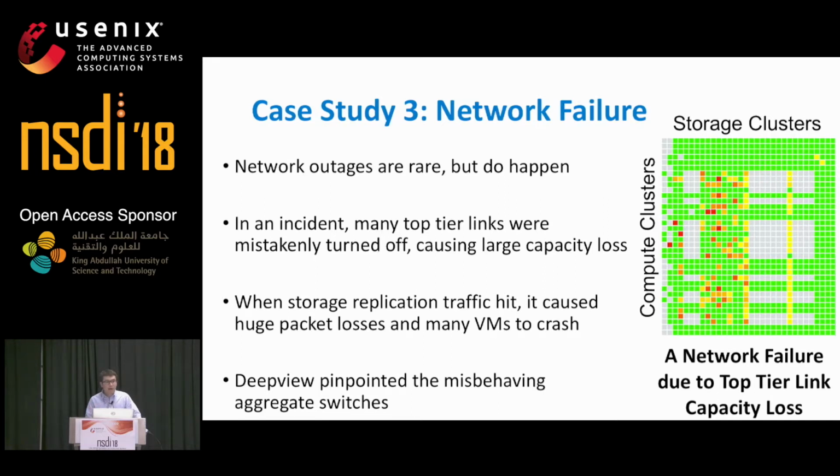Finally, let's look at network failures. So we know wide impact network outages are rare these days, but they do still happen. In one recent incident, due to operator mistakes, a number of top-tier network links were mistakenly shut off, causing a large capacity loss. This didn't cause any disconnectivity, but when background storage replication traffic hit those network switches, it caused a huge amount of packet losses and caused many VMs to crash. So in this case, Deepview is able to pinpoint the misbehaving aggregated set of switches.